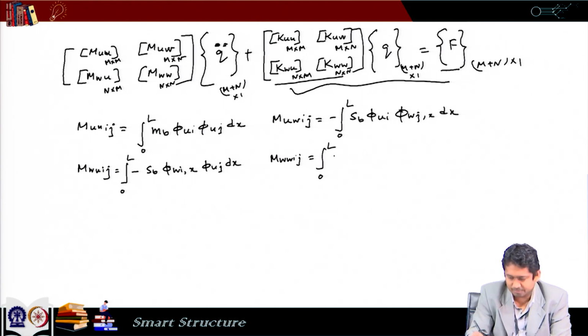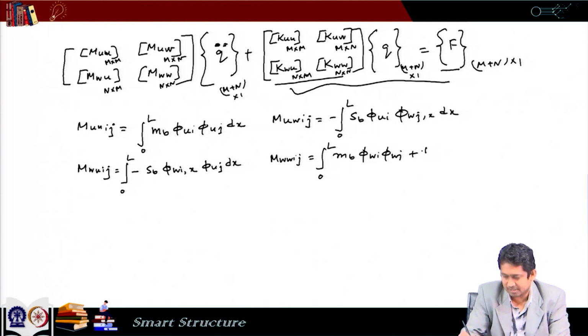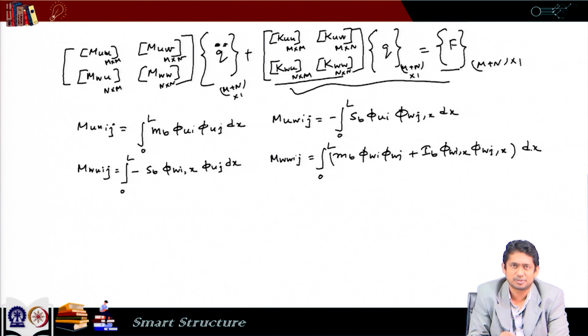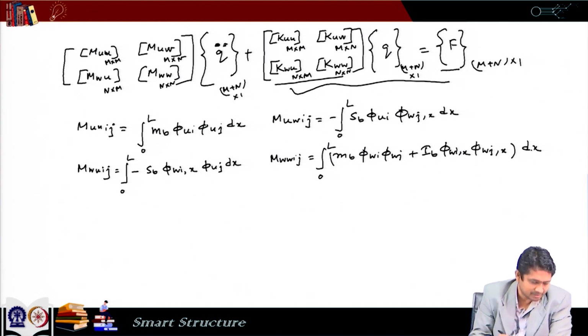the integral from 0 to L of (phi_WI phi_WJ plus I_B phi_WI,x phi_WJ,x) integrated from 0 to L. These matrices K and F we already know.